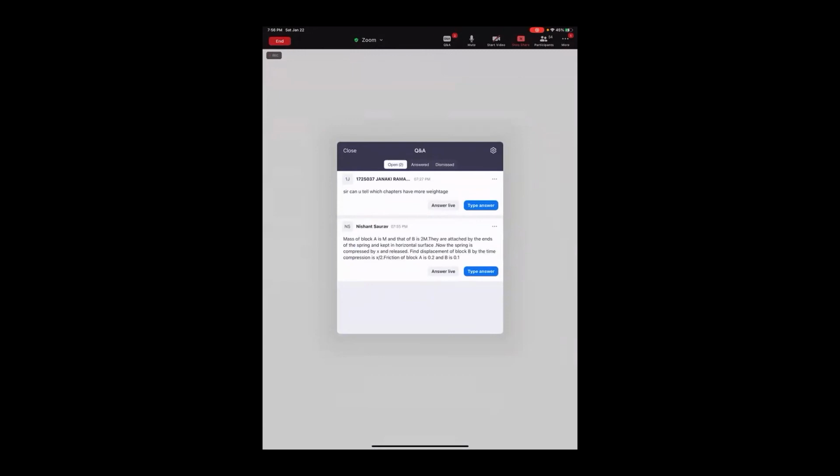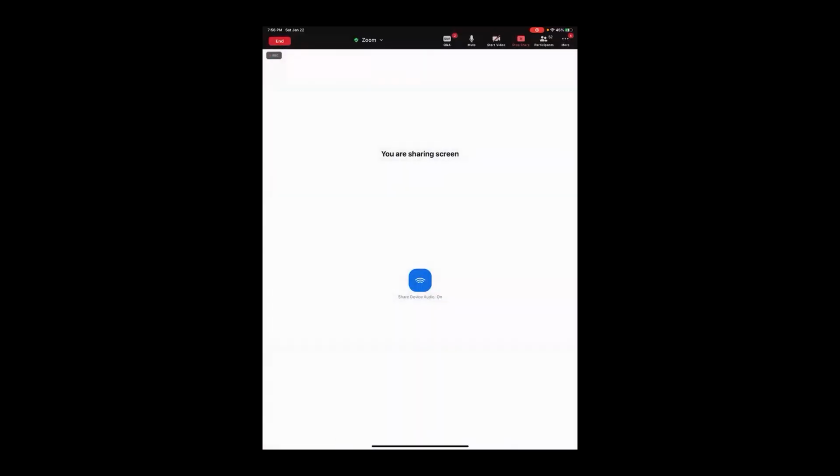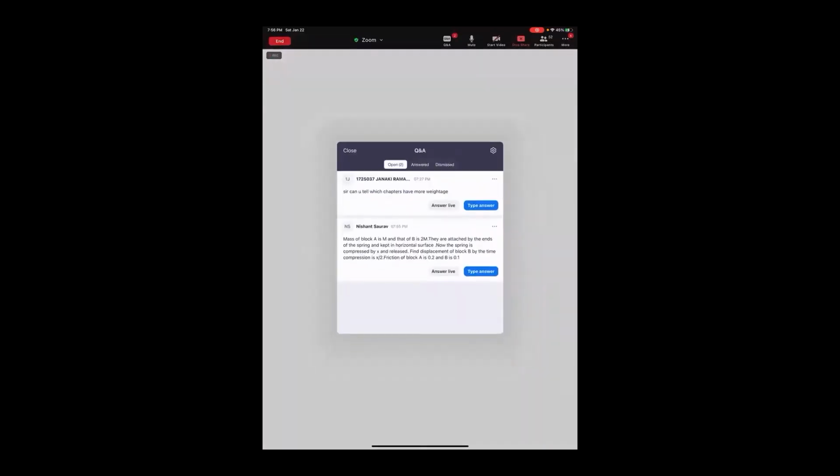Nishan Saura: Mass of block A is M and that of mass B is 2M. They are attached to the ends of a spring and kept on a horizontal surface. The spring is compressed by X and released. When the displacement of B by the time compression is X by 2, friction of A is 0.2 and friction on B is 0.1. Now, you haven't mentioned K. How can you say they are moving or not, slipping or not? You haven't mentioned the K value, spring constant.